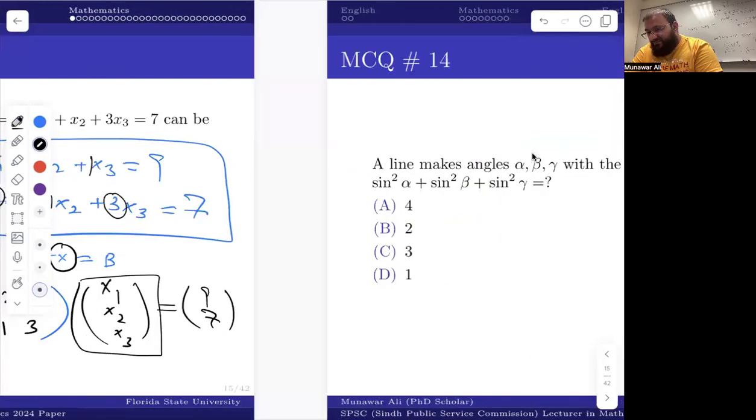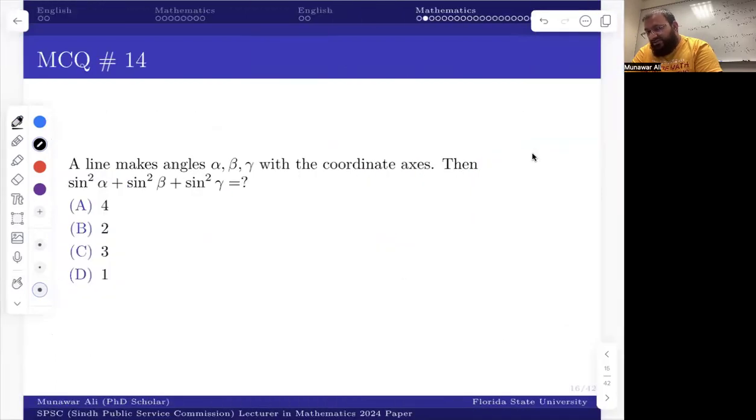Okay, this was simple. Question 14: a line makes angles alpha, beta, gamma with the coordinate axes. Then what is the value of sine square alpha, sine square beta, and sine square gamma, and their sum? So first of all, if you have a line in 3D, how does a line look?